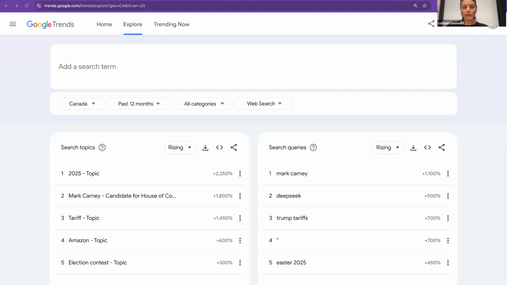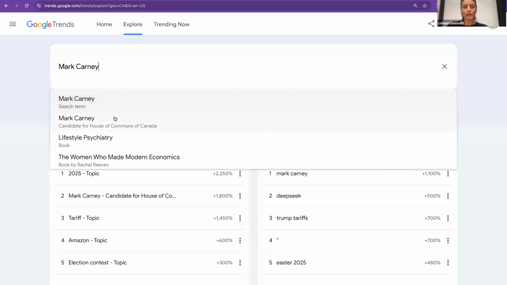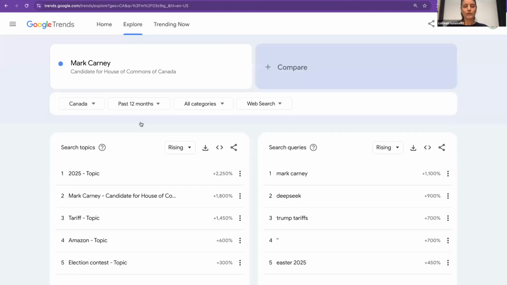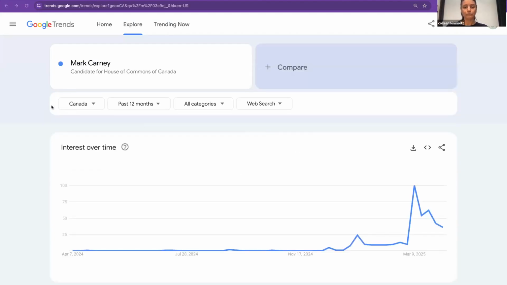So thinking in terms of politics, we can search for up to five terms at once. I'm going to plug in Mark Carney. And here, because I've got the option to select a topic, which will include a broader swath of searches for this person, maybe where Mark was spelled with a C instead, or Carney without an E, I'm going to select that one.